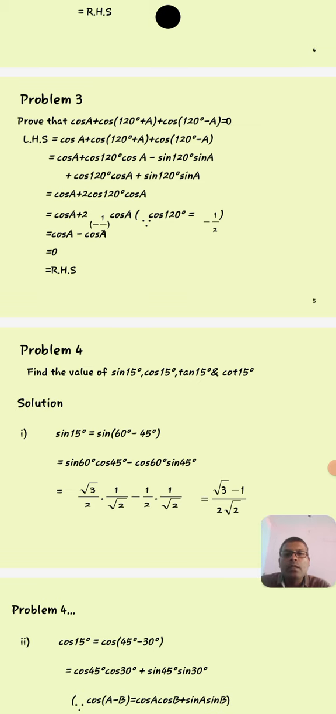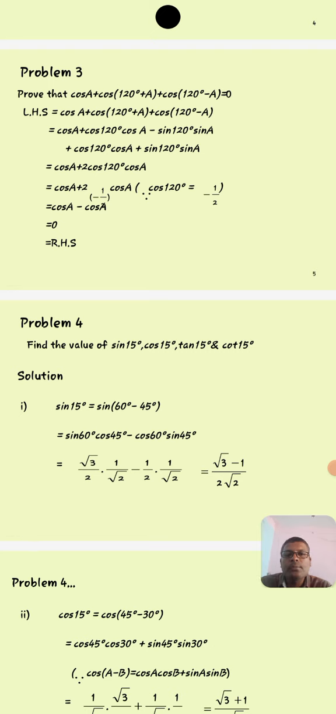Now here, 120 plus a, we have to apply the cos of a plus b formula. That means what? Cos a into cos b minus sin a into sin b. Here a value is what? 120 degrees. B value is a. So we write cos a plus cos 120 into cos a minus sin 120 into sin a plus.